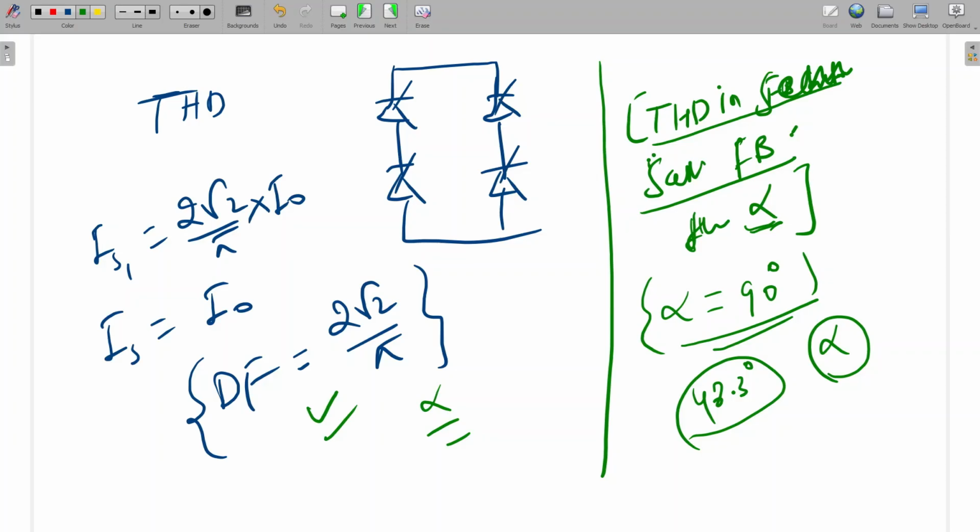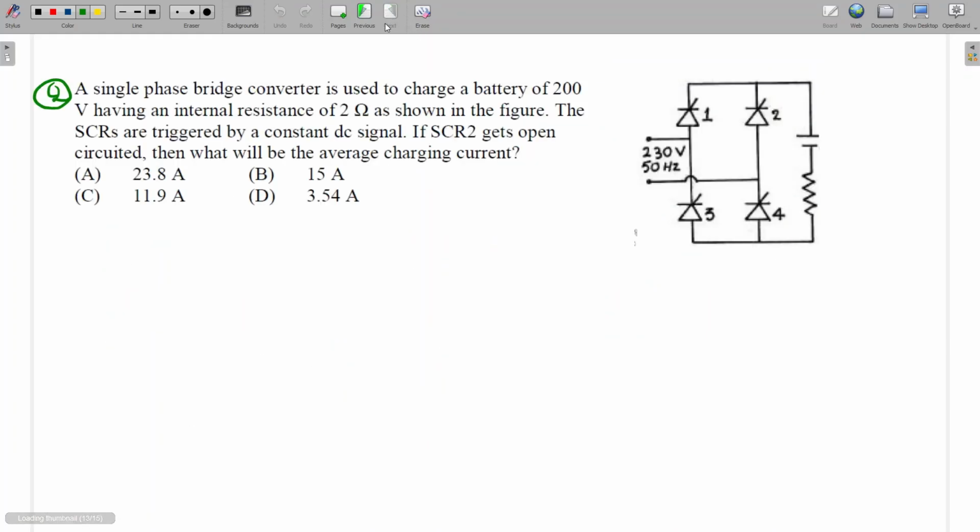Yes, sir. Okay. So I think one last question is there. This was already asked in GATE. Maybe we have gone through this question. An RE load is given, a battery charging load. This is R and this is EMF E. We have to calculate the charging current of the battery. In an RE type, if a highly inductive load were there, then E would not matter. But here an RE load is there.